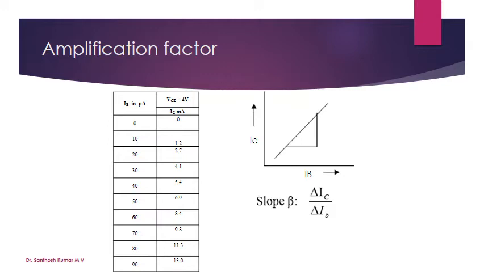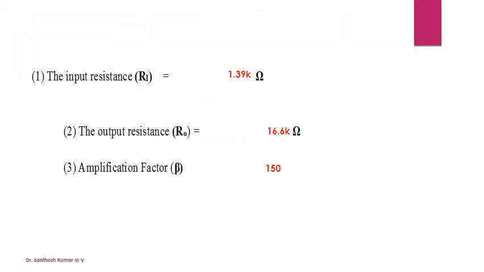The IC also increases with respect to the IB. If you plot the graph IB versus IC, we will get a straight line because it is proportional behavior, and upon that you find out the slope. The slope is equal to delta IC by delta IB, which is nothing but the value of the current amplification factor. So upon finding all these values, write them down.